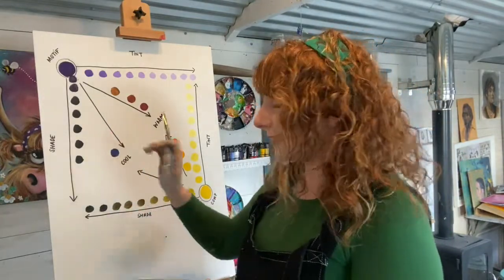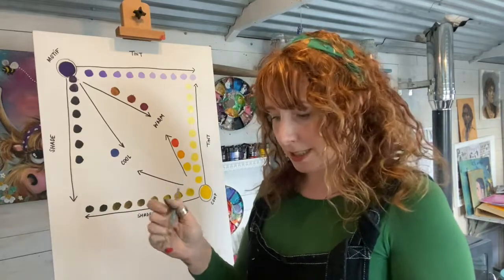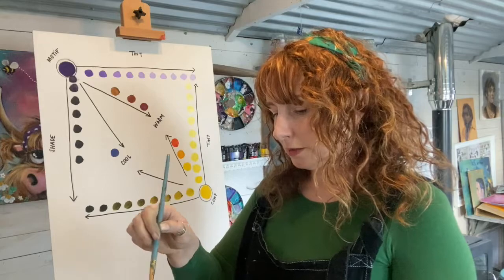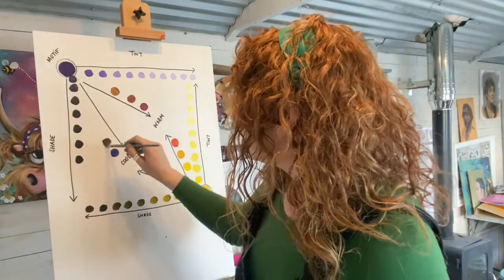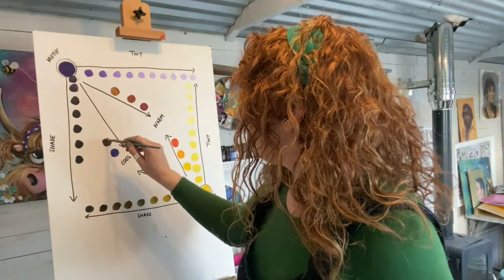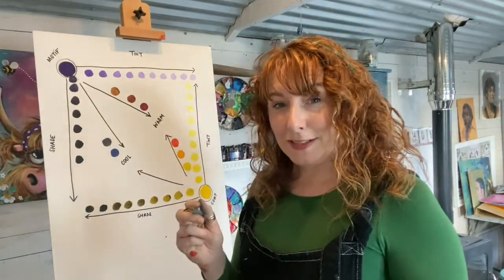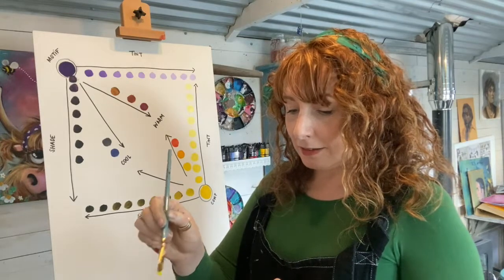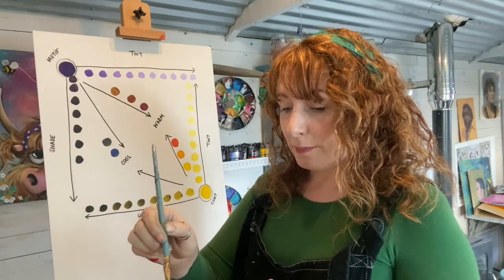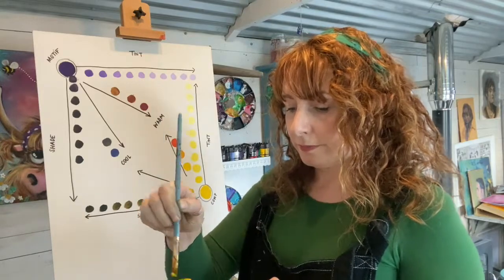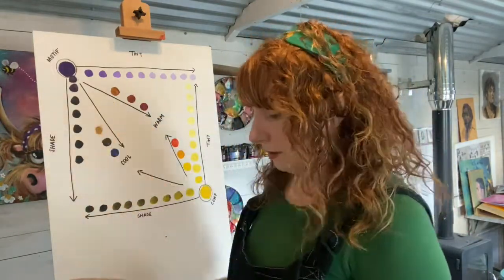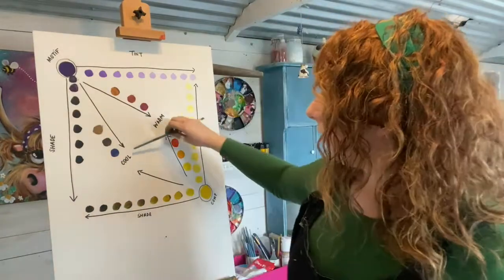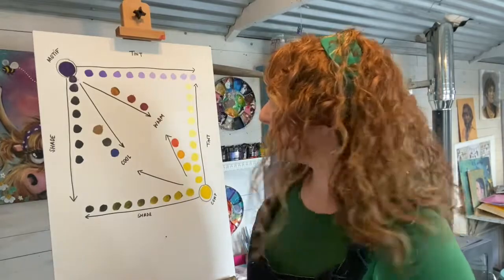Moving up your cool scale, the next one around is green. So mix a bit of green with your purple. And you get this lovely grey. Next colour around is the cool yellow, the lemon yellow. So lemon yellow mixed with purple. And then we have our cool selection for the purple.